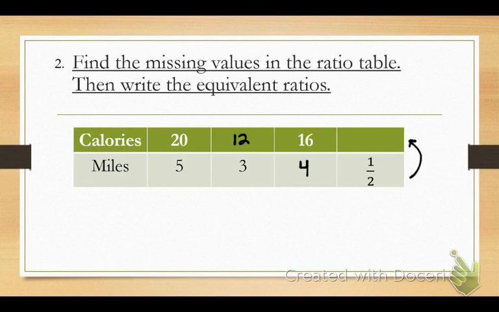Final one. This has been the hardest one for everyone today. I'm going from the bottom to the top. What do I have to do? Multiply. Guys, what's half of 4? 2. So the final thing it wants you to do is to write the equivalent ratios.